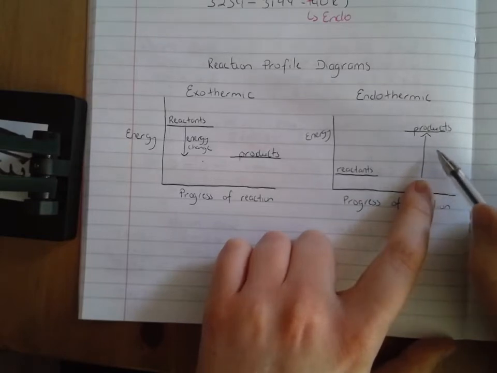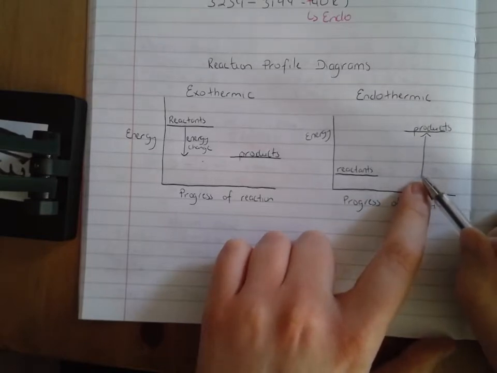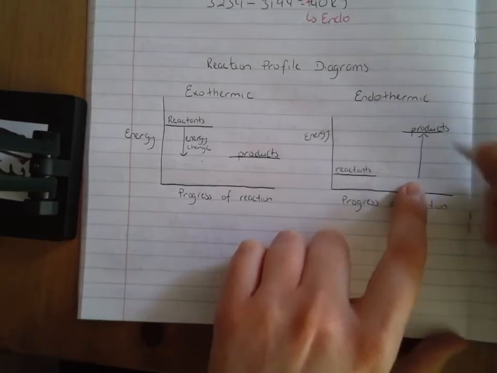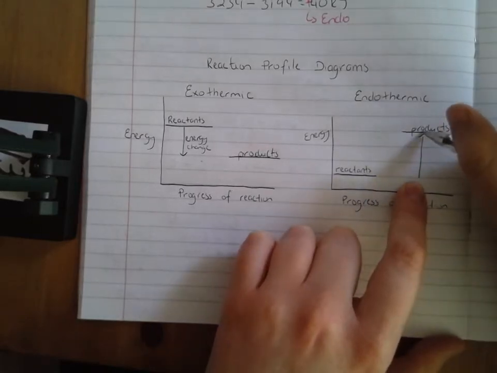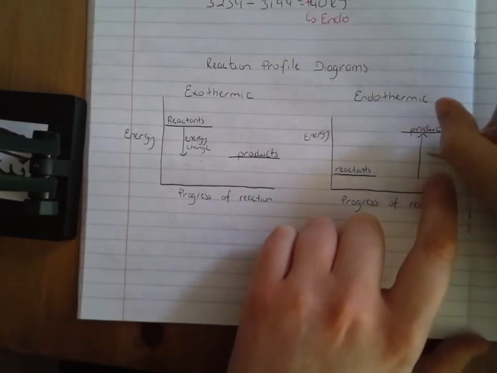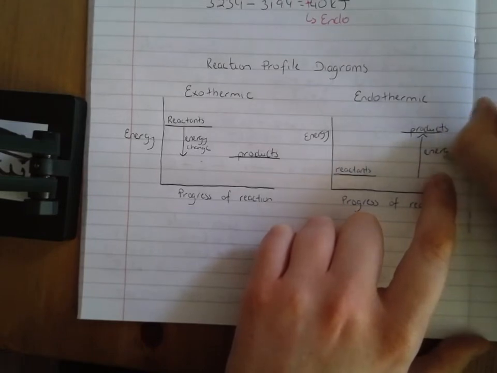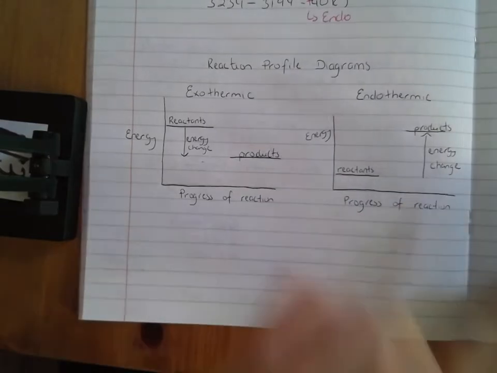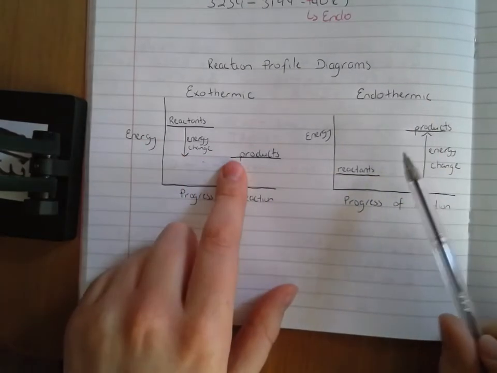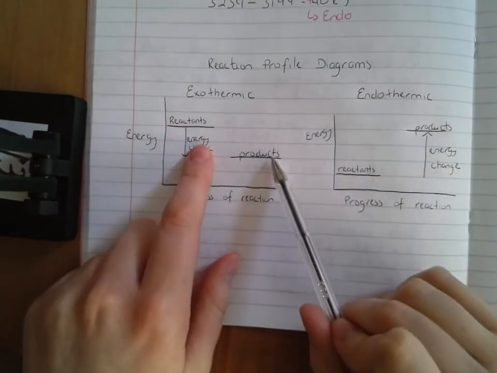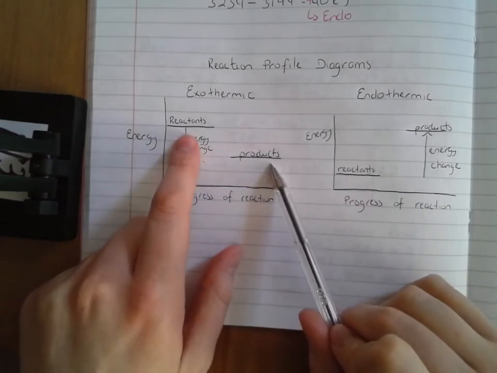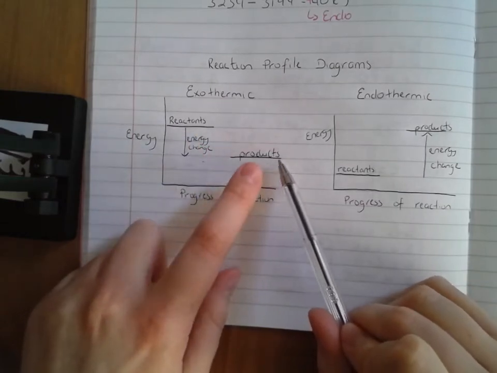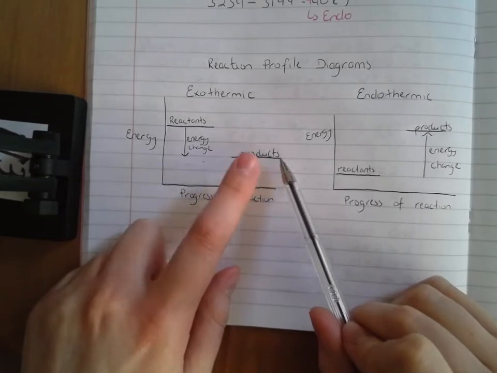Don't draw a short little line. Make sure you're extending your line from the reactants the whole way up to the products. And this time I'm pointing the arrow upwards to show energy is going in. And this is my energy change. Okay, so two diagrams, one for exothermic, one for endo. In the exo, the products should be below the reactants because energy is being released and they have less energy than the reactants.